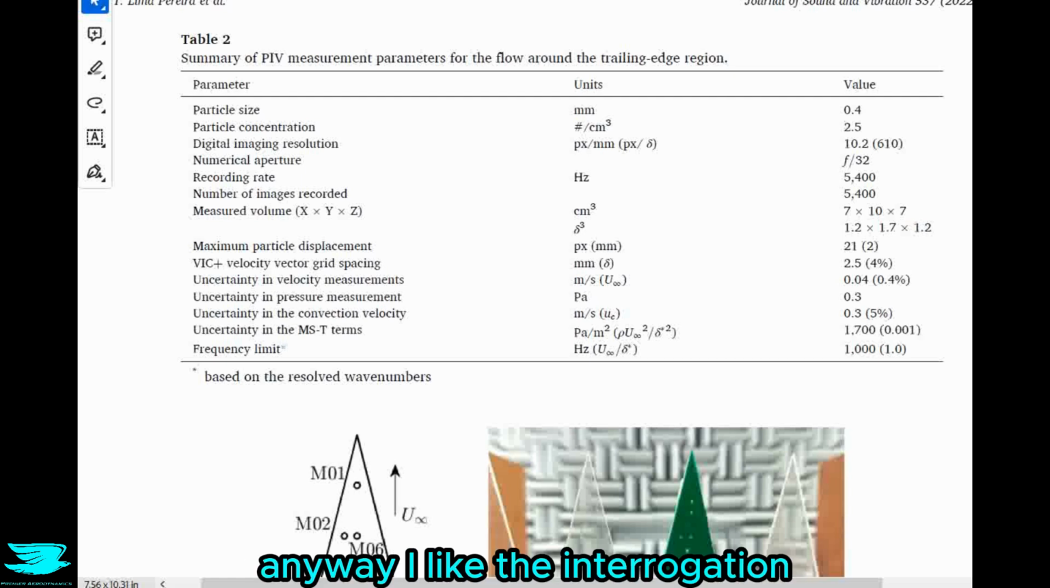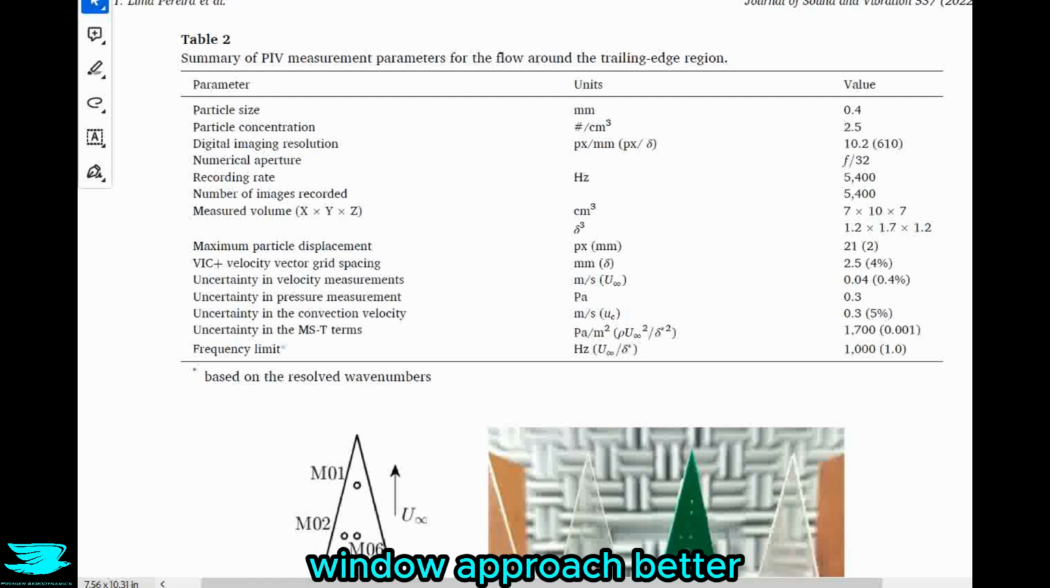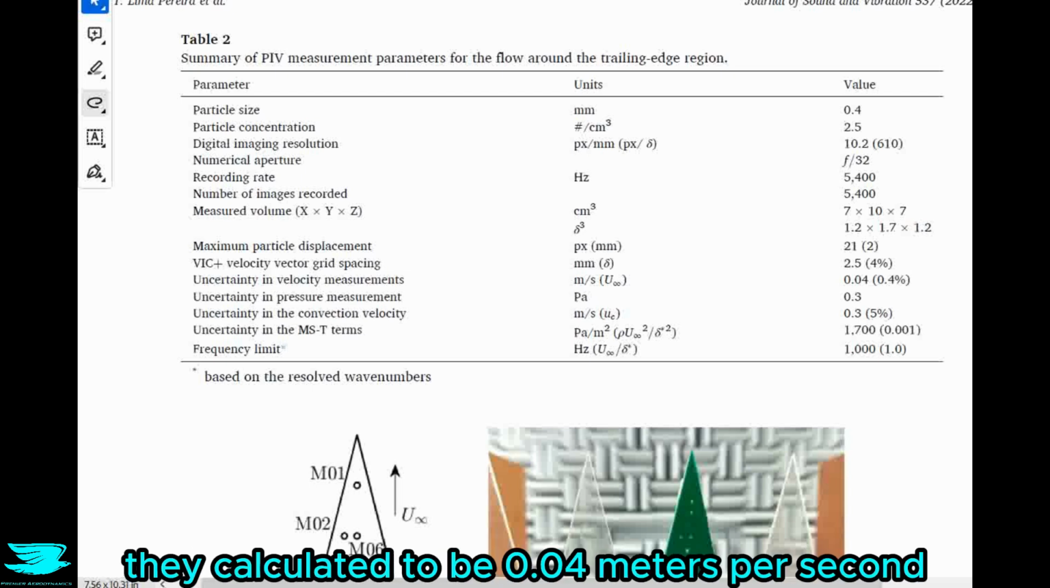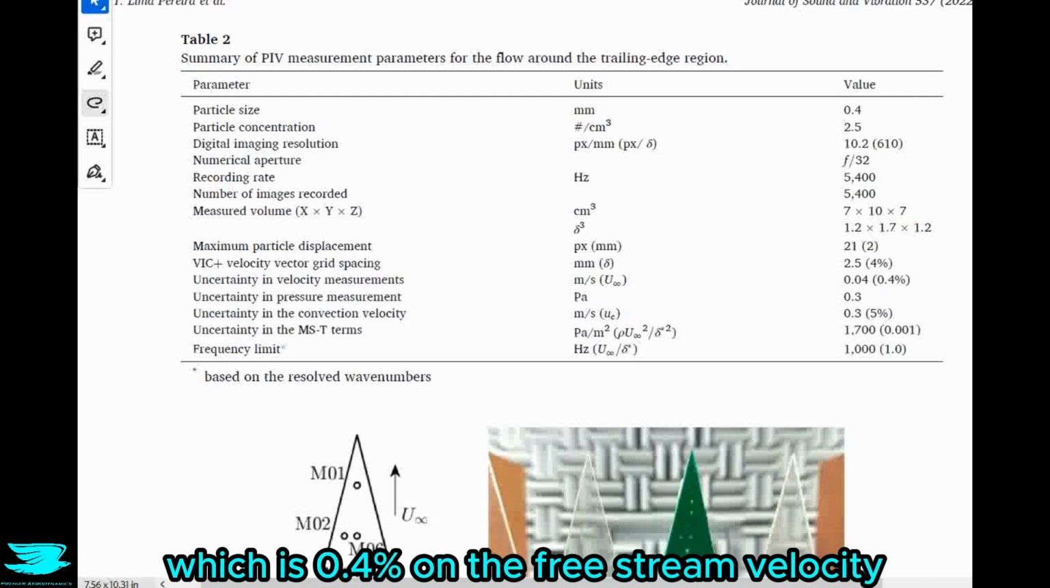Anyway, I like the interrogation window approach better. But anyway, in table 2, they also give the uncertainty in the velocity measurements, which is a really nice addition that you don't often see. They actually calculated the uncertainty in the PIV measurements. They calculated it to be 0.04 meters per second, which is 0.4% of the free stream velocity.